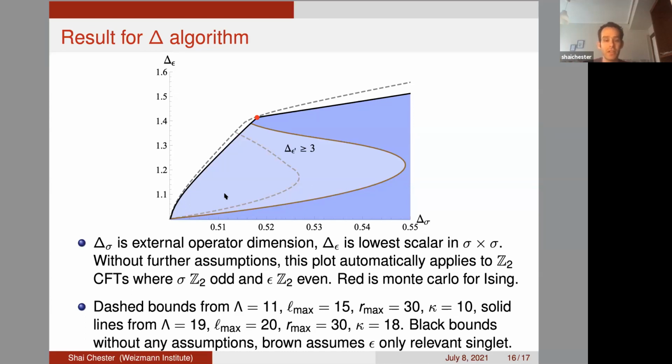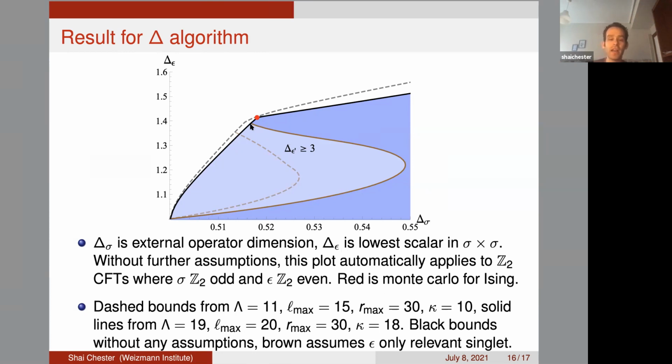So that's the comparison between the dashed bounds and the solid lines. The second thing to note is that I've shown you one plot, where there were no assumptions. All I did was put in different values of delta sigma and look at different possible bounds for delta epsilon. That's what gives you this upper bound here, which has a kink right at this red point, where Monte Carlo tells us the Ising model should be.